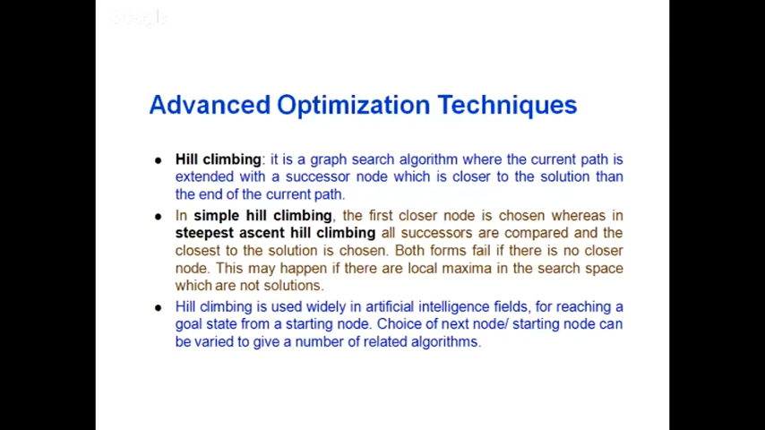What is hill climbing? That means you go on incrementing. It is a graph search algorithm where the current path is extended with a successor node which is closer to the solution than the end of the current path. That means you calculate the solution, objective function, and if you are going in that direction where you are getting the better results, then only you extend in that direction, otherwise go in another direction. In simple hill climbing, the first closer node is chosen, whereas in steepest ascent hill climbing, all successors are compared.